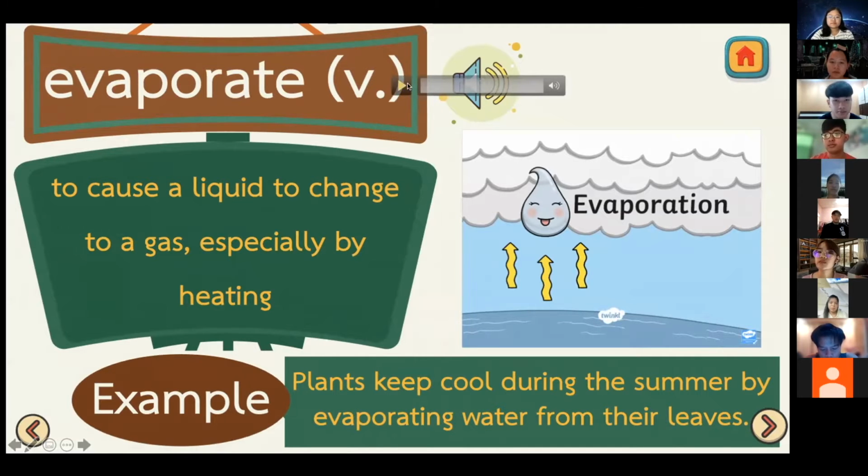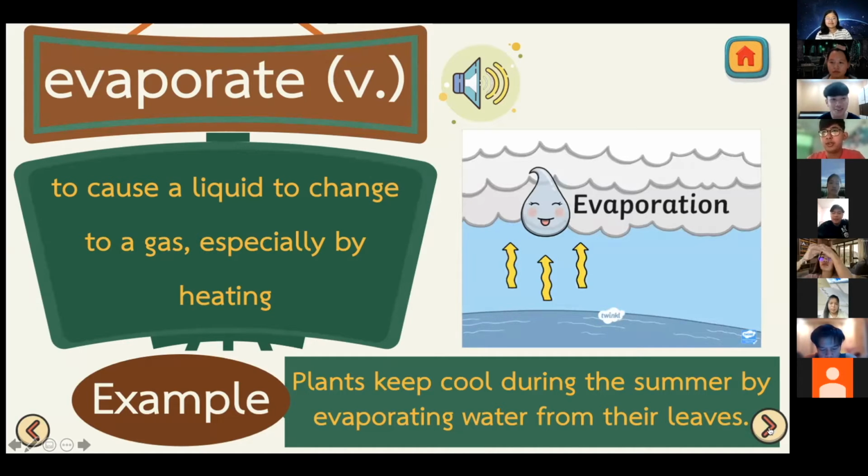The first time. Evaporate. And the second time. Evaporate. Okay. I want to hear from Manny. Are you here? Yes. Can you read this word to your friend? Evaporate, again.